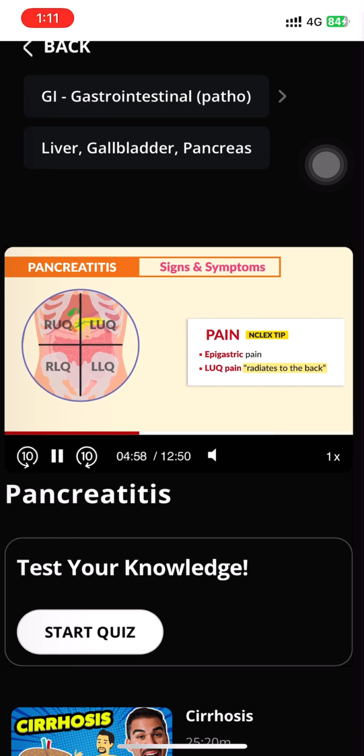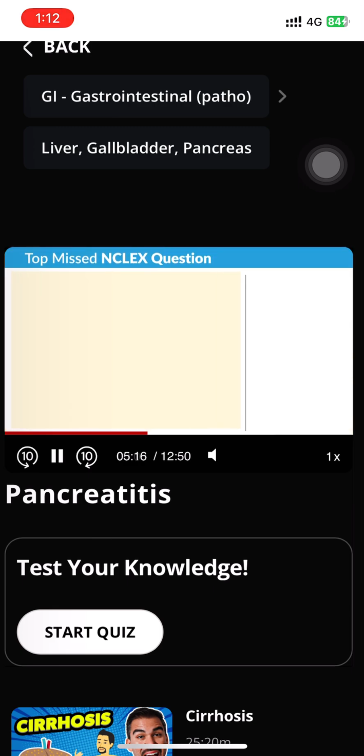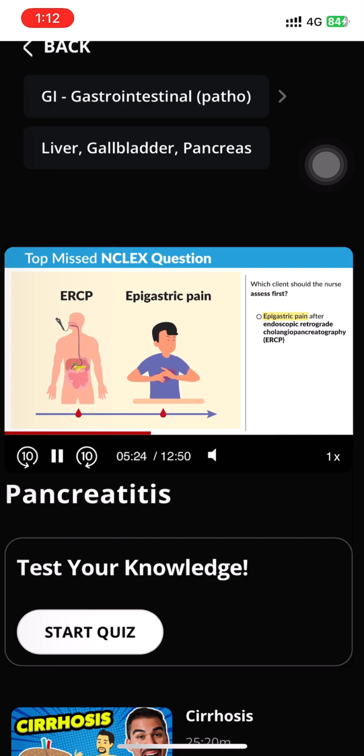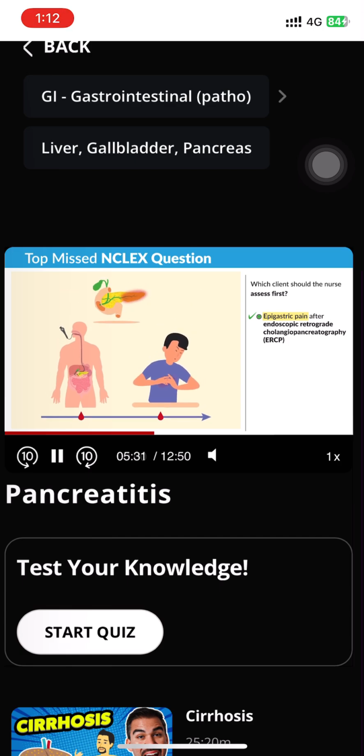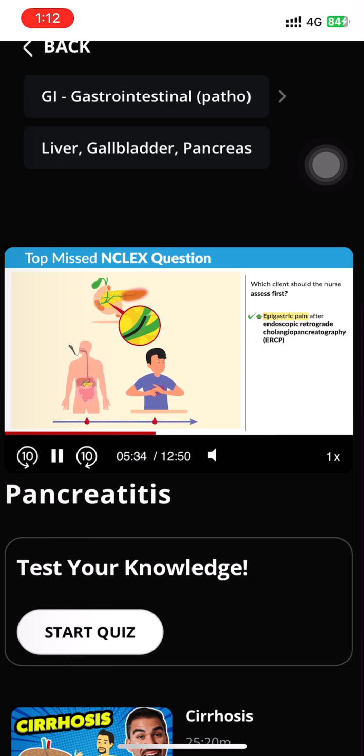So, don't let the NCLEX trick you. It's not the right upper quadrant pain that radiates to the shoulder. This is typical of gallbladder inflammation on the other side, called cholecystitis. And it's not right lower quadrant pain with rebound tenderness. That's typical of appendicitis. So a top missed NCLEX question states which client should the nurse see first? And it's a client with epigastric pain after an ERCP. Yes, just think of the double E's here. Epigastric pain from an ERCP can erupt the pancreas, causing pancreatitis.